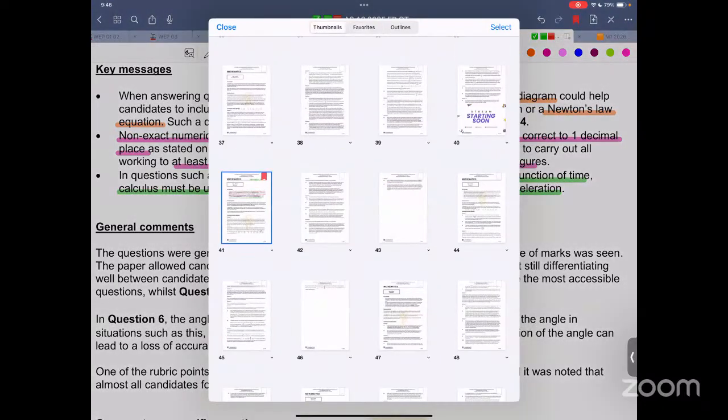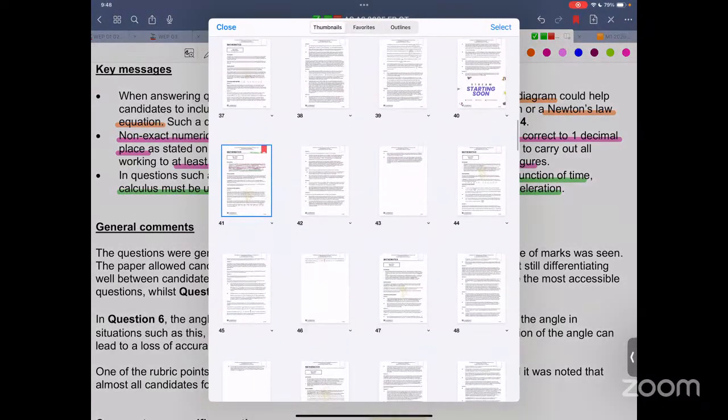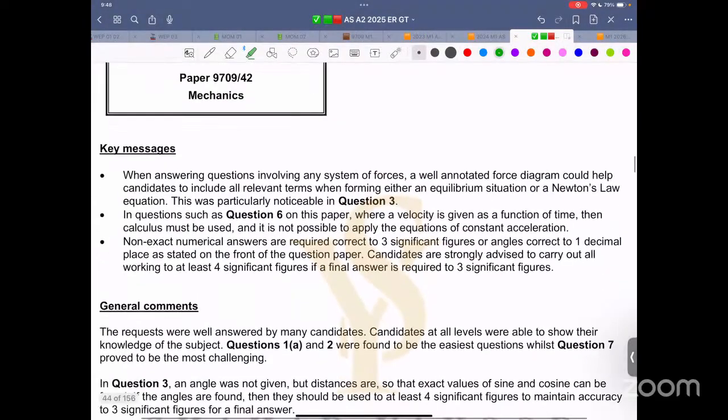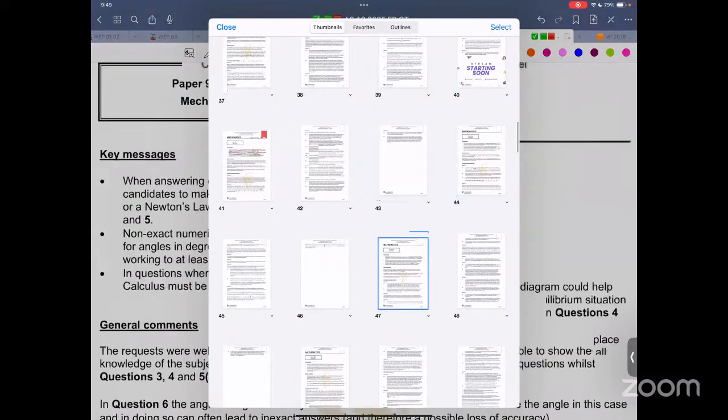So now let's move on to the next paper. I think it would be the same story, more or less. So now let's focus on this. When answering questions on any system of forces, a well-annotated force diagram, it's the same thing. Velocity is given as a function of time, then calculus must be used. The same thing, non-exact, the same thing. It's exactly the same thing that's written over here.